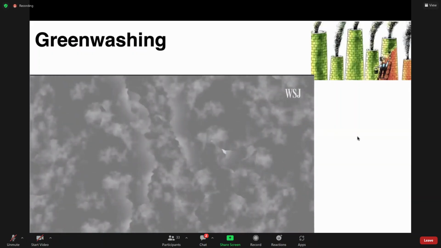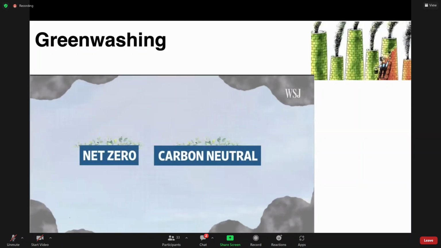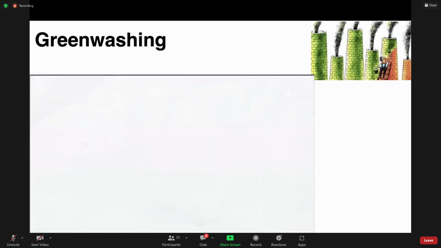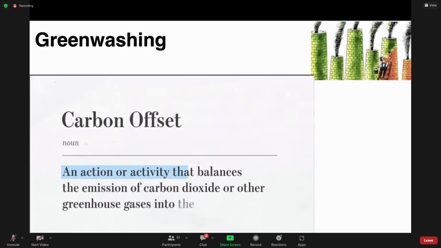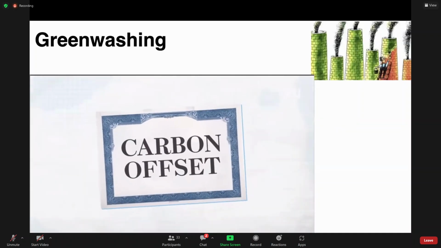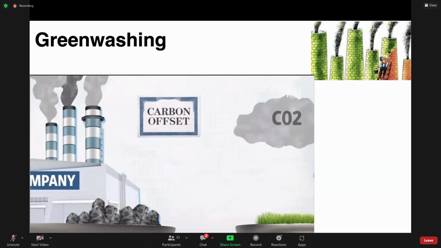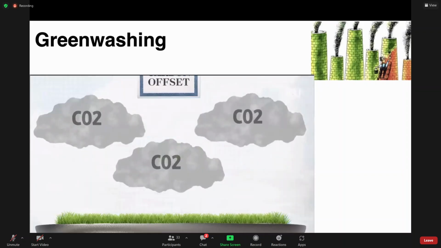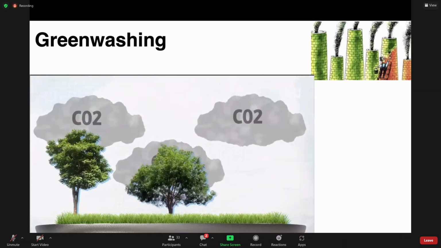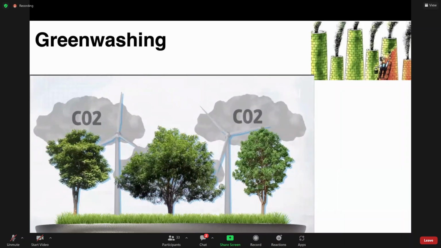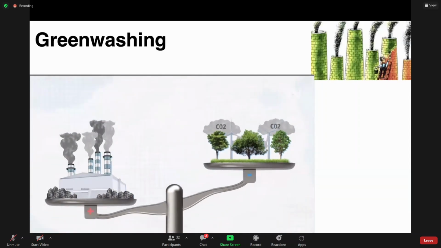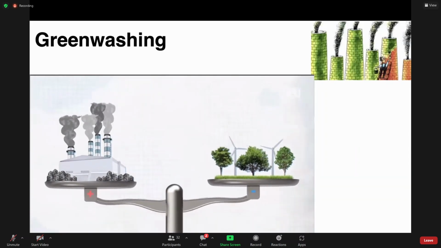Take one common corporate environmental promise: reducing carbon emissions. One way companies say they reduce their emissions is by purchasing carbon offsets. A carbon offset is an action or activity that balances the emission of carbon dioxide or other greenhouse gases into the atmosphere. It's a buyable, sellable, and tradable commodity. In theory, when a company buys a carbon offset, it finances an action that removes greenhouse gas emissions from the air, like planting trees or building renewable energy projects. This is supposed to balance the overall amount of carbon dioxide a company puts into the atmosphere.